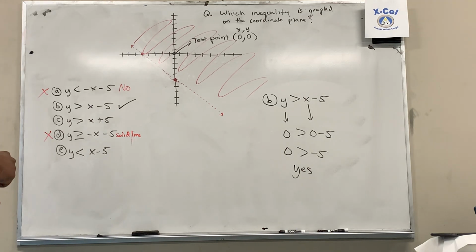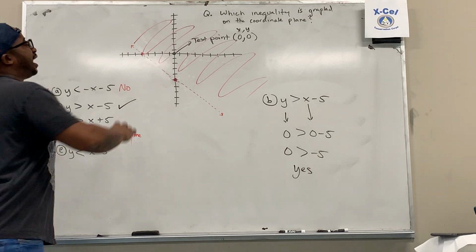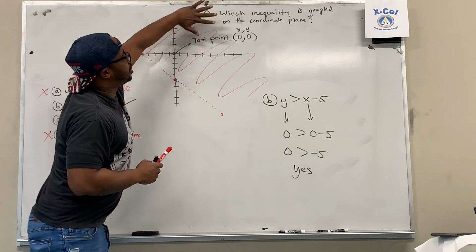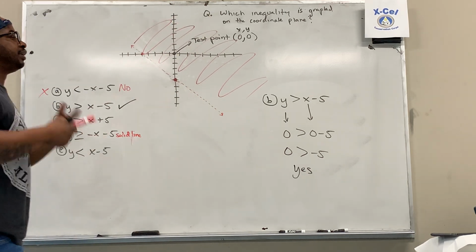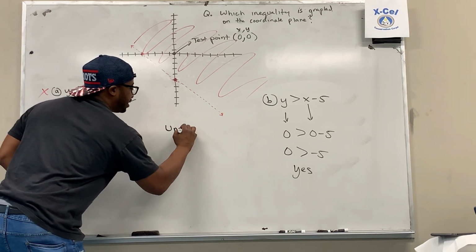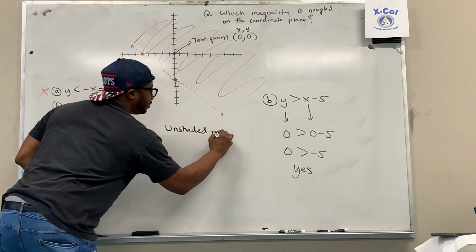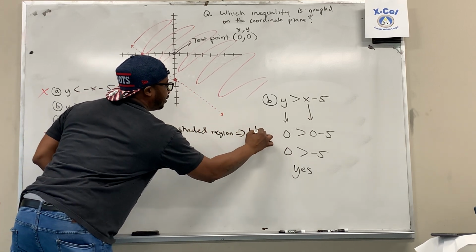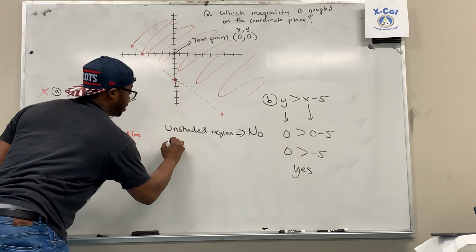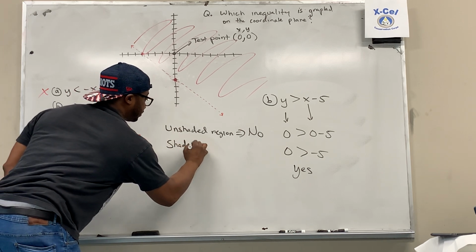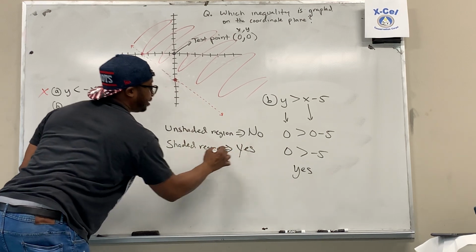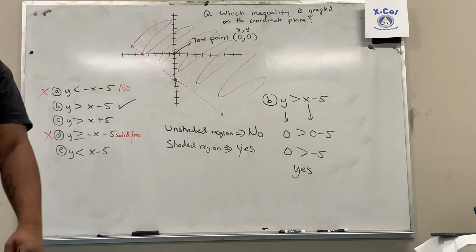This is how you solve it. Let's just say, for example, if this side was not shaded, if it was unshaded, then I'd be looking for a no. So if your test point is in an unshaded region, you are looking for a no. If your test point is in the shaded region, well, you're looking for a yes. This is the whole idea of this question.